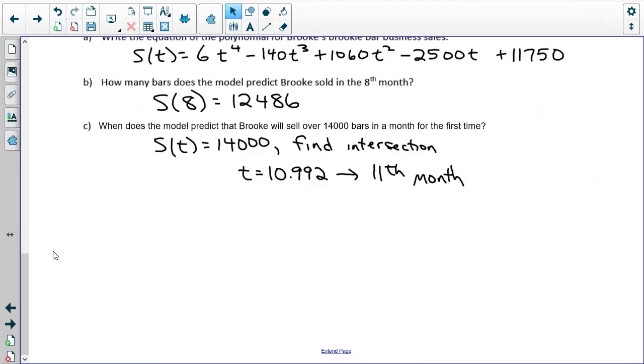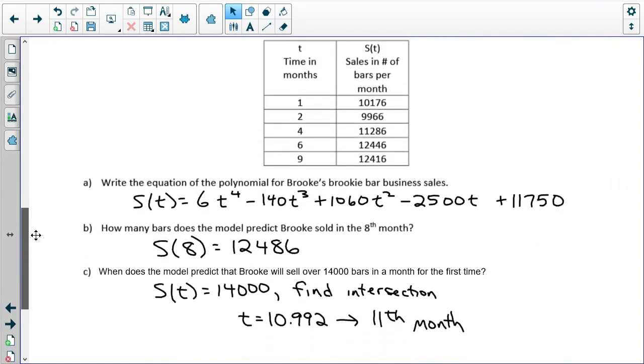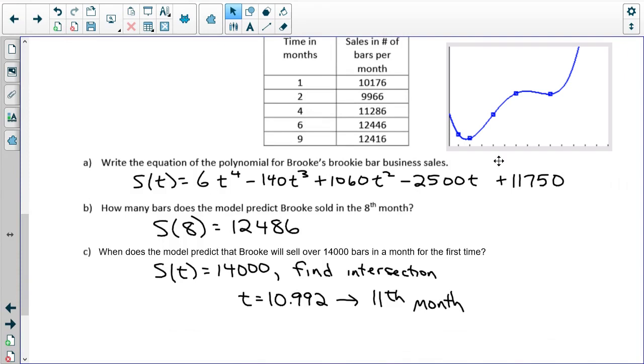And so here are my answers for the Brookie problem. We have this curve. This is the bars predicted. And then we take this, find the intersection of the curve and 14,000, and see that it's in the 11th month.